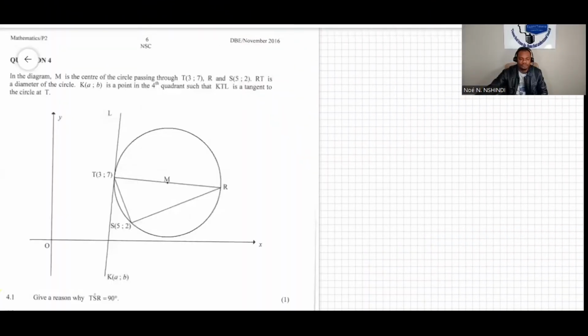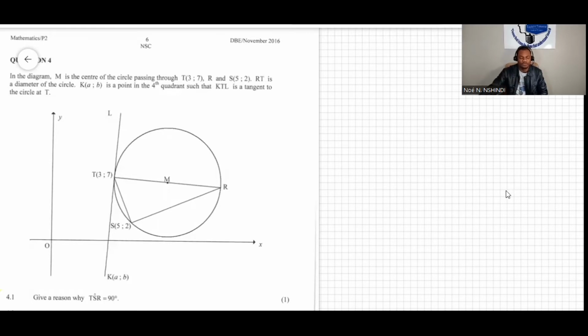Well, we have another question here, question 4. The question says, in the diagram, M is the center of the circle through T, R, and S. RT is a diameter of the circle. K is a point on the fourth quadrant such that KTL is a tangent to the circle.